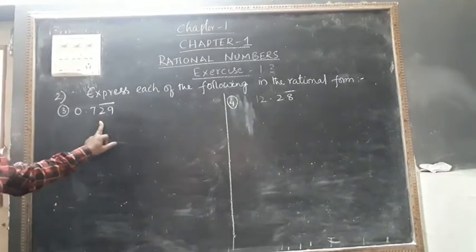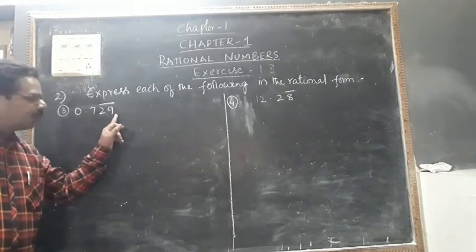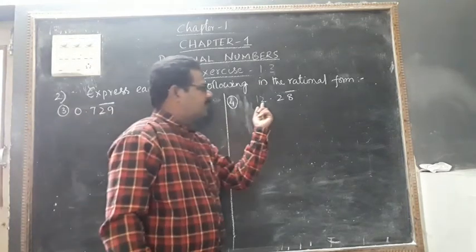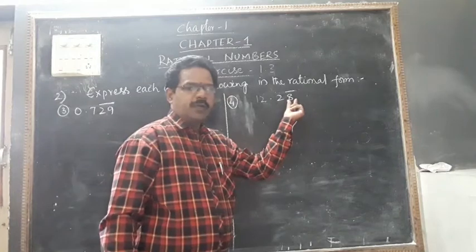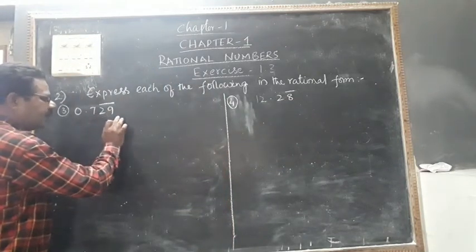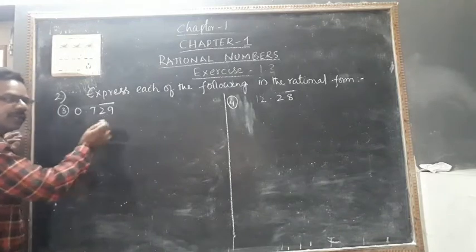Now coming to the third sum, 0.729 bar. Bar is only for 29. Here, fourth sum, 1.28 bar. Bar is only for 8. Okay, so 0.729 bar. Here two digits only are repeating.